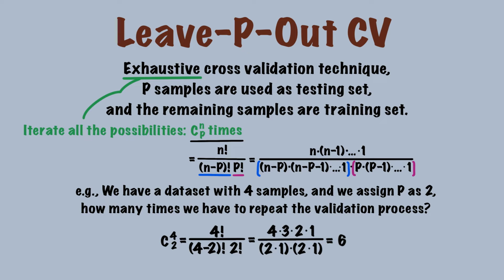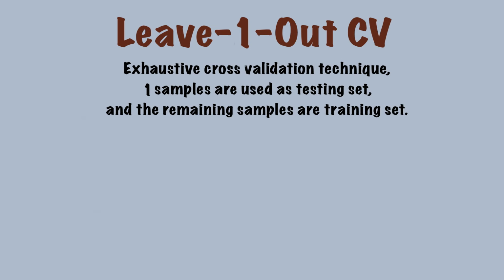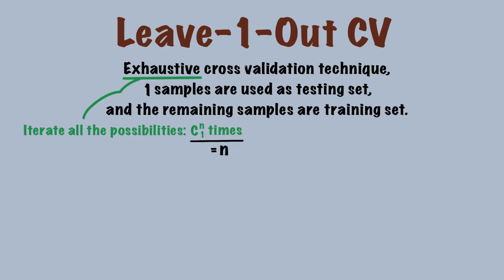Alright, now we can talk about leave-1-out cross-validation. There is nothing new, we just replace p with 1. Therefore, we use one sample as testing set each time, and the remaining n-1 samples as training set. This method is still exhaustive, because we again have to iterate all the possibilities, and choose one specifically.